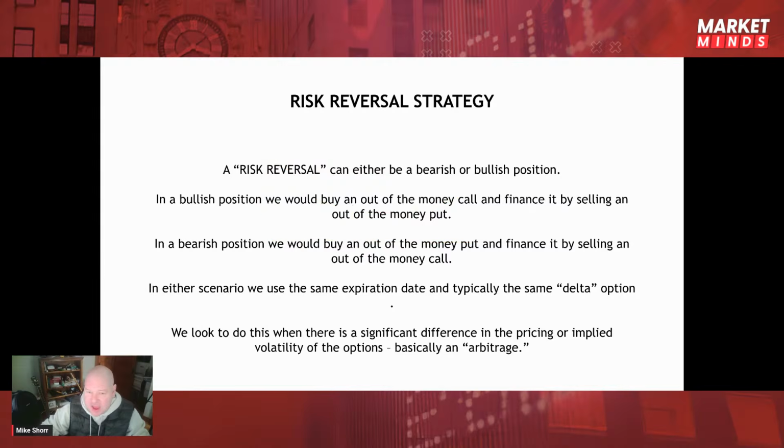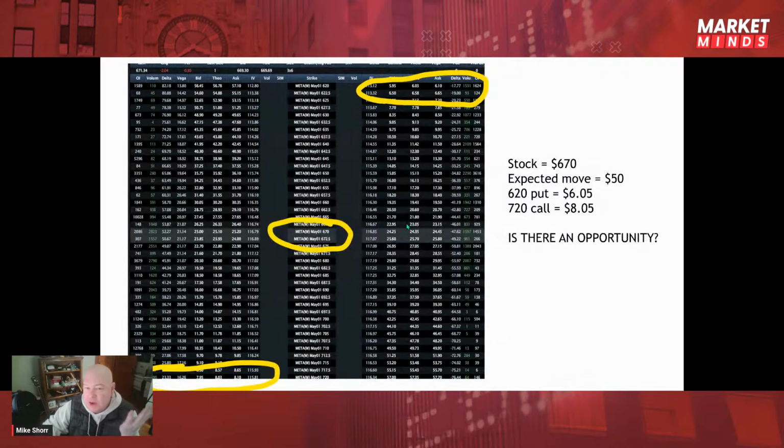And let me get rid of that. Okay, so now this is an example in Meta. I think Scott put this together yesterday. So the stock is trading about 670. If we look at the expected move, it's about $50 on earnings.